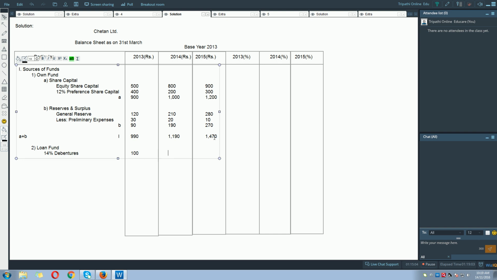So we will get sources of fund A plus B. A plus B will be our sources of fund, which is 990 in case of first year, 1,190 in case of second year, and 1,470 in case of third year. This is our total sources of fund. You can number this as 1.